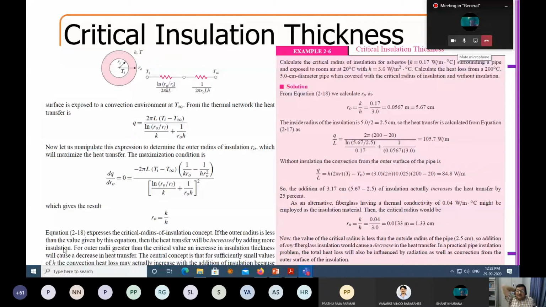So this gives you a very beautiful idea. If you put 5.67 here itself, which is the outer radius that is coming because of this R0 equal to K by H value, you are going to see that beyond this critical thickness, your rate of heat transfer will be higher than what is existing. So what do you go for? You go for a material which is of lower thermal conductivity.